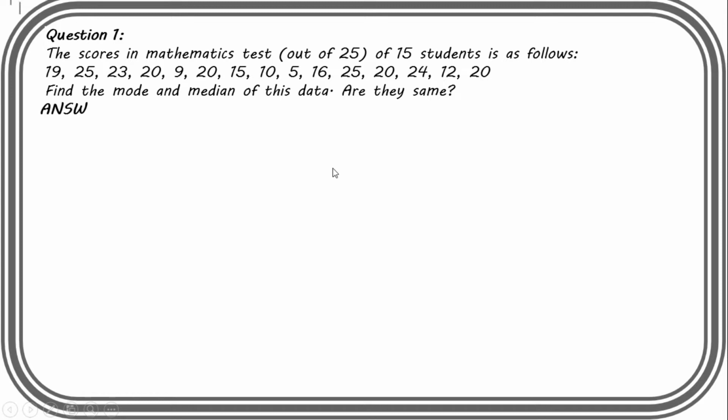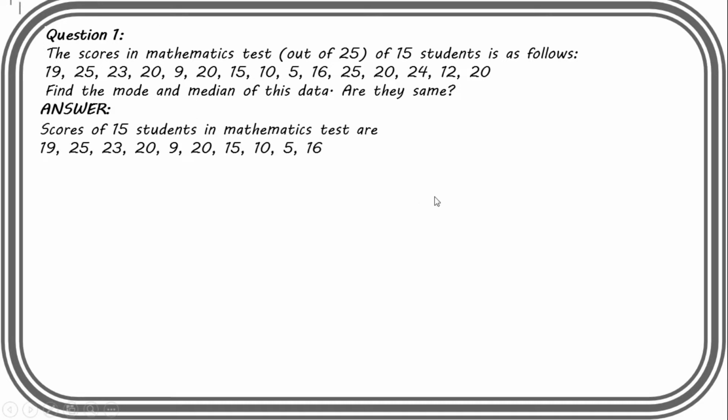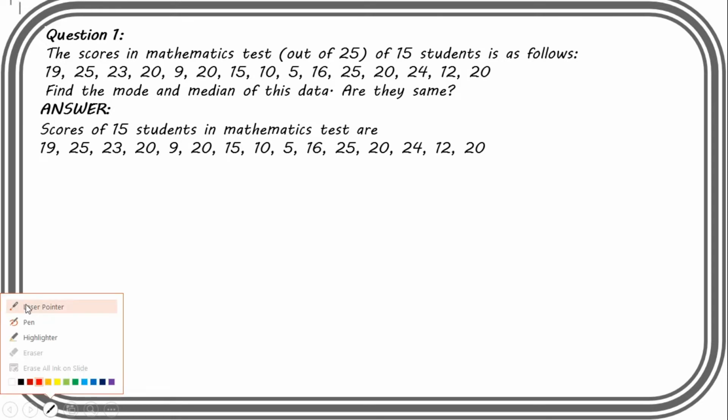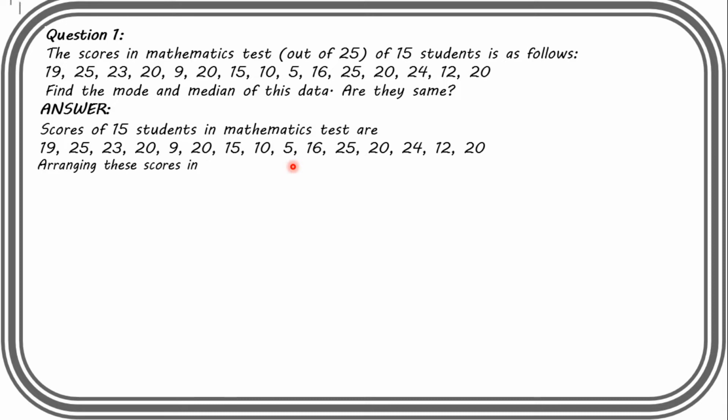So for this, what you need to do? First, you write the score. What are the scores in the mathematics test? Okay, these are the scores of the students in the mathematics test. First, we need to arrange this data in either ascending or descending order. So arrange these scores in an ascending order.